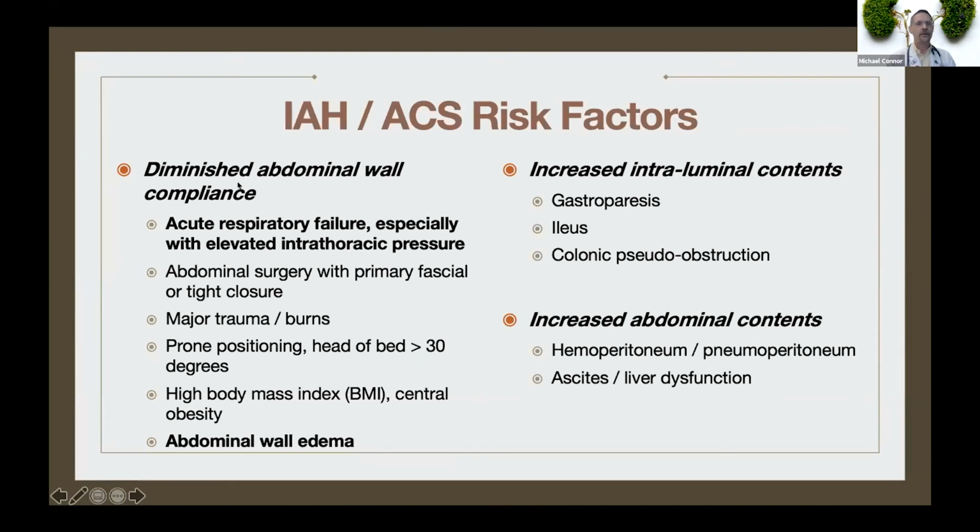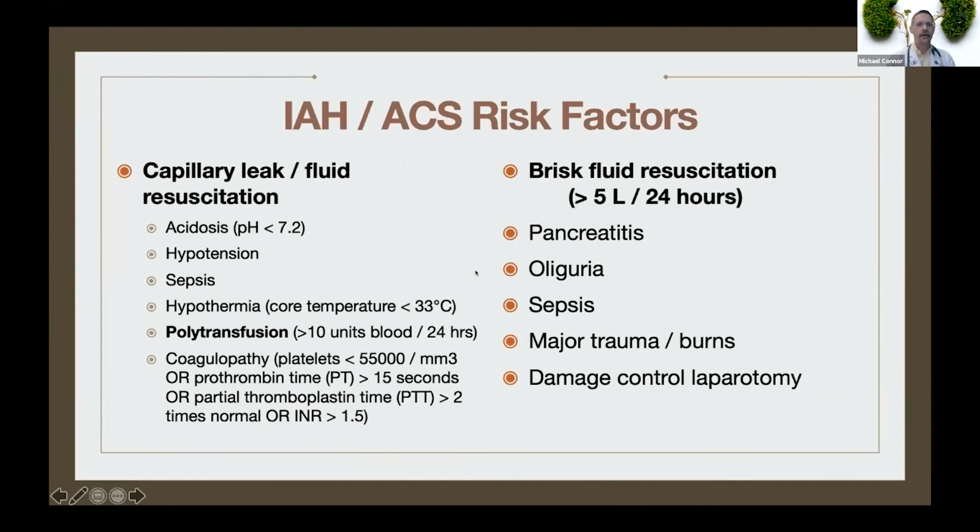You can have decreased abdominal wall compliance and respiratory failure and elevated intrathoracic pressure. So high PEEP and being on the ventilator is going to make the abdominal wall not move very well. Abdominal wall edema, increased intraluminal contents, ileus, obstruction, gastroparesis, and then increased abdominal contents like ascites, liver dysfunction, pneumoperitoneum, or hemoperitoneum. Capillary leak, polytransfusion, and brisk fluid resuscitation all contribute to elevations in intra-abdominal pressures and abdominal compartment syndrome.